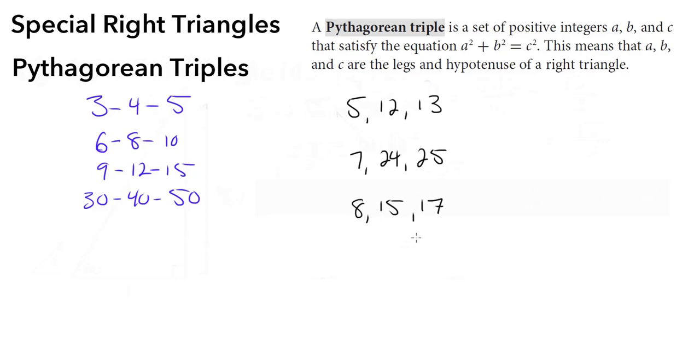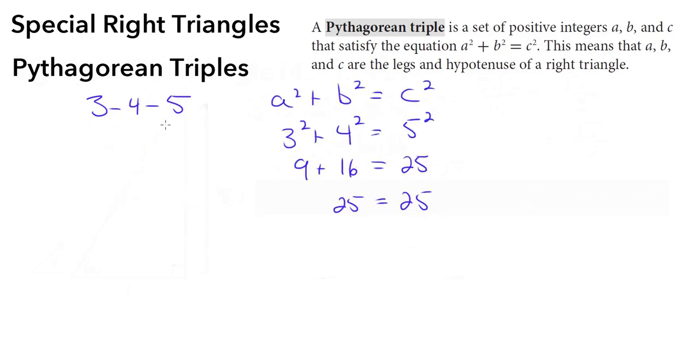All right, I hope that this video, this lesson has helped you to understand the special right triangles. So 3, 4, 5 make the Pythagorean theorem true, which means that they form a right triangle.